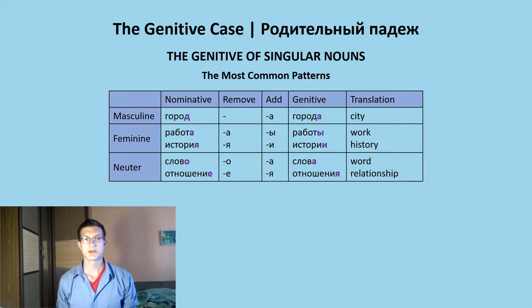So now let's talk about the genitive case. First, I will pronounce the different forms, and then I will talk about the usage. For more detailed explanations of the formation of nouns and adjectives, click the link below.